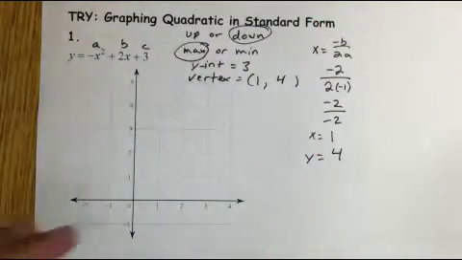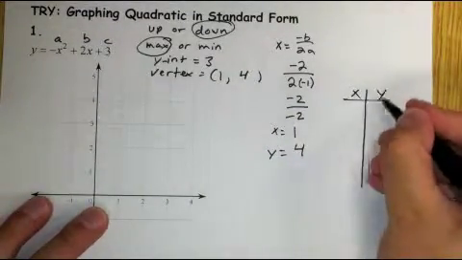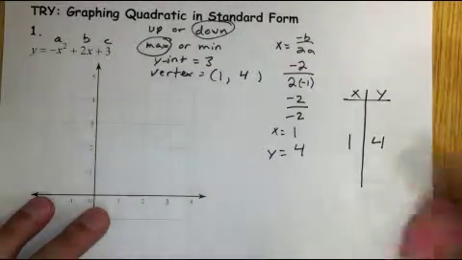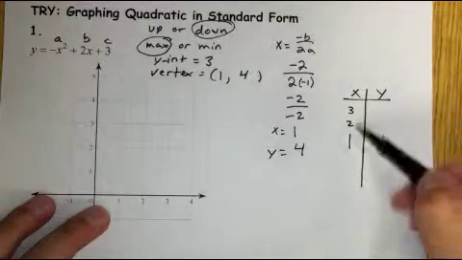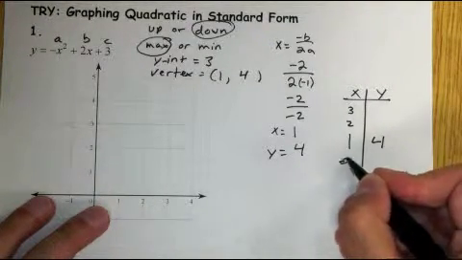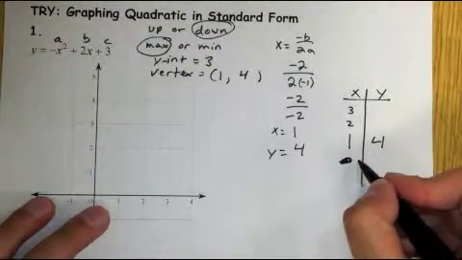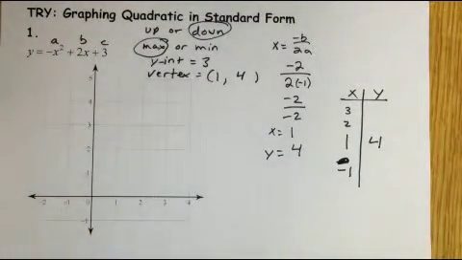Once you have that, what should you be doing? Hopefully you did a table. Put in your vertex. 2 smaller, 2 bigger. I did 2 and 3. Of course, you could have picked other ones. Those are 2 bigger, 2 smaller. Let's do 0. Actually, we already have 0 because that's our y-intercept. So let's do just negative 1. That'll be good. All right.